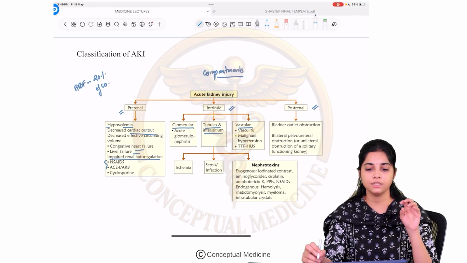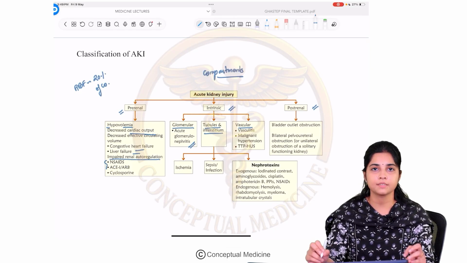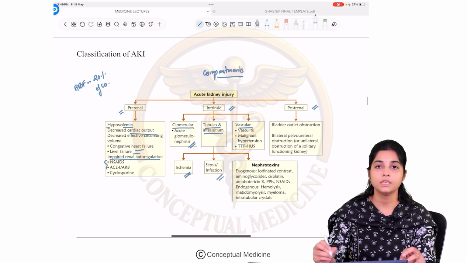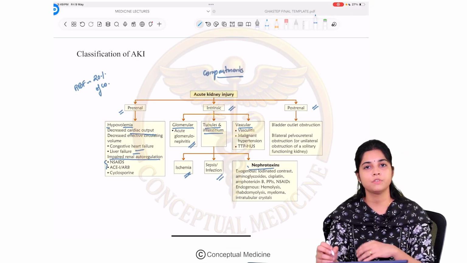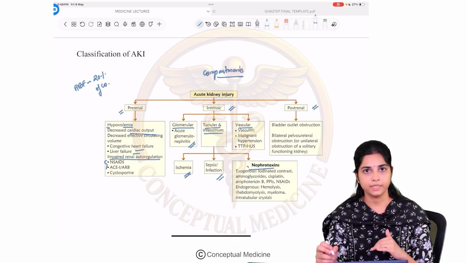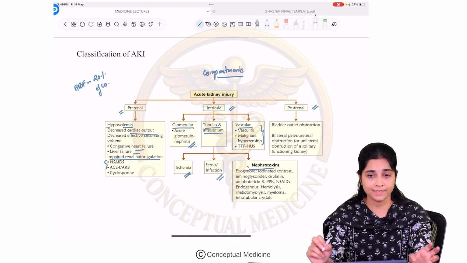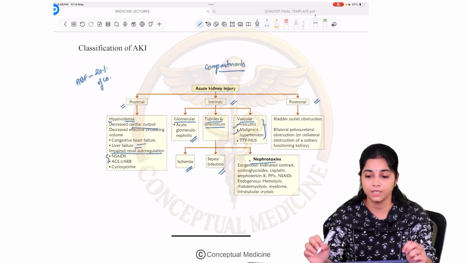So what are the causes for each? Under glomeruli, we have acute glomerulonephritis. Tubules and interstitium can be affected by ischemia. They can be affected by sepsis or infections, and endogenous or exogenous toxins, which we will be looking at in more detail. Then diseases which affect the vasculature of the kidney, including vasculitis and malignant hypertension.